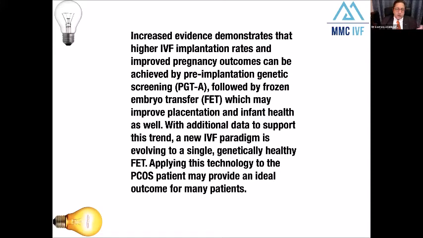That means frozen thawed embryo transfer in a separate cycle where you can artificially prepare the endometrium and transfer your frozen blastocyst, which is screened and found to be chromosomally normal. So applying this technology to a PCOS patient may provide the optimal outcome for many patients.